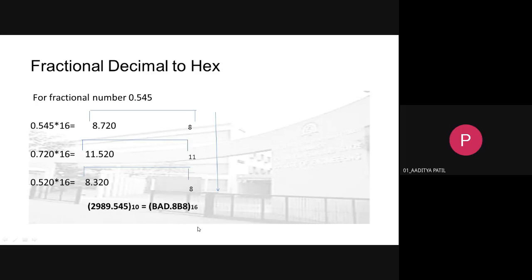F4. Who said the answer? F4, Aditya. Yes, very good. Not F4, F.4. Yes, consider the decimal point. If you write this F4 only, then your answer will be wrong. So F.4 is the right answer. Very good.